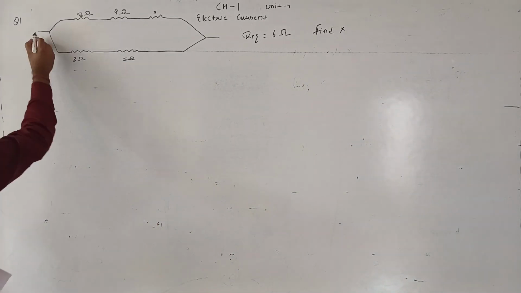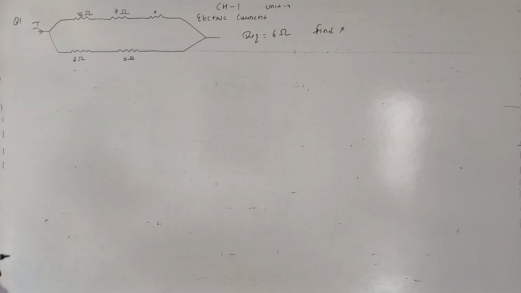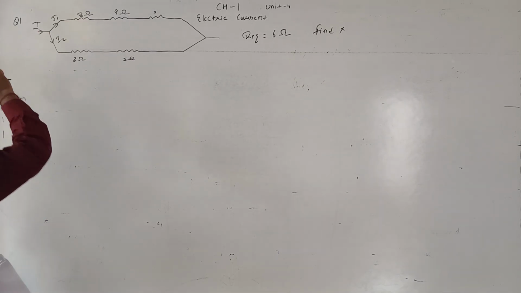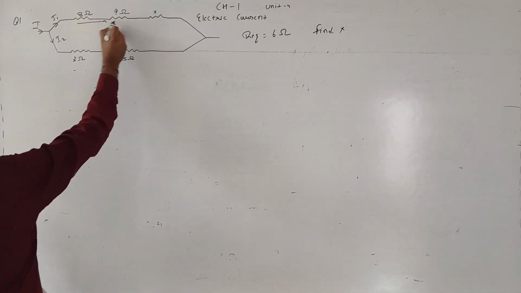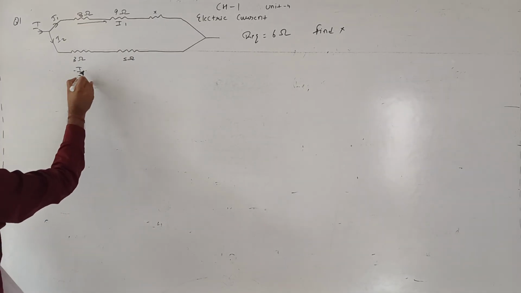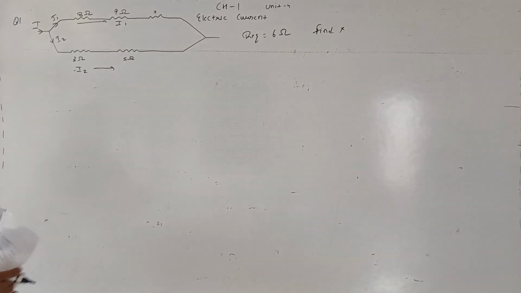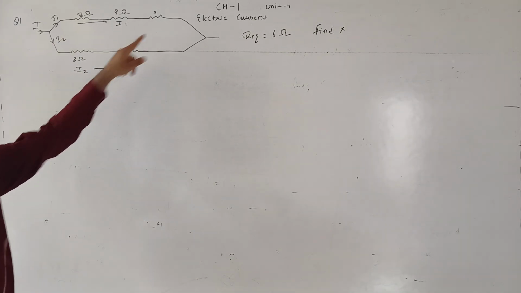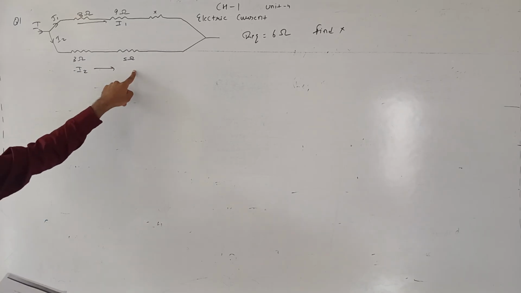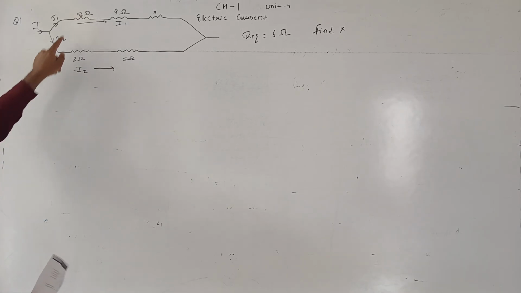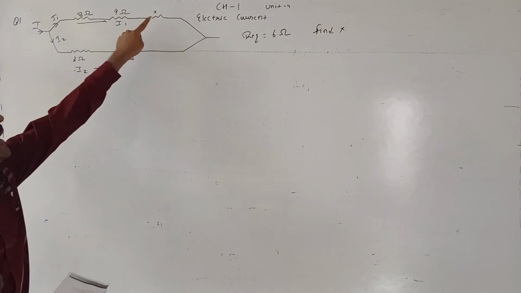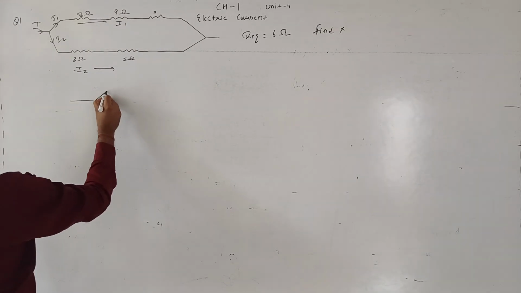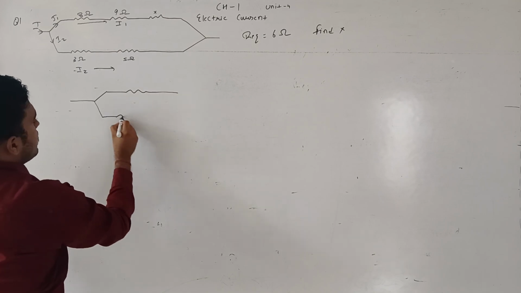Suppose current I is coming into the circuit, so it will get divided into I1 and I2. I1 current will pass through all three resistances, and I2 current will pass through the other two resistances. It means that the three resistances 8, 9 and X are in series. Similarly 3 and 5 are in series because the same current is flowing, so we will get two equivalent resistances.